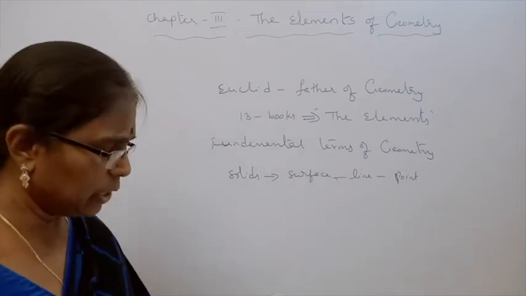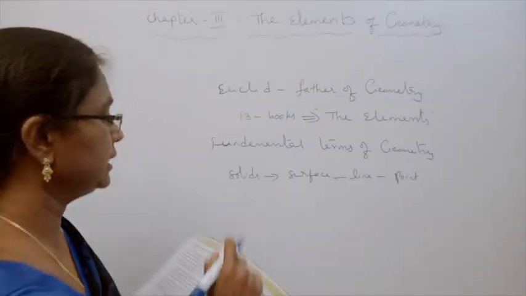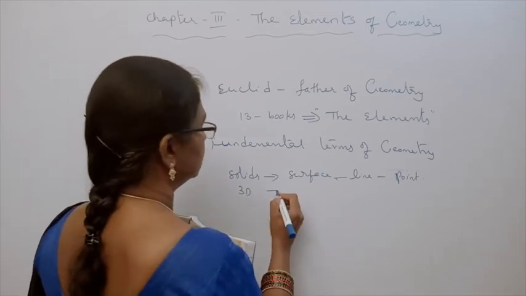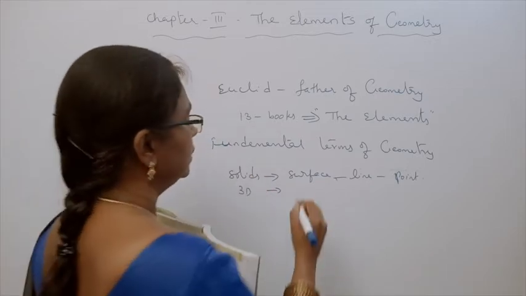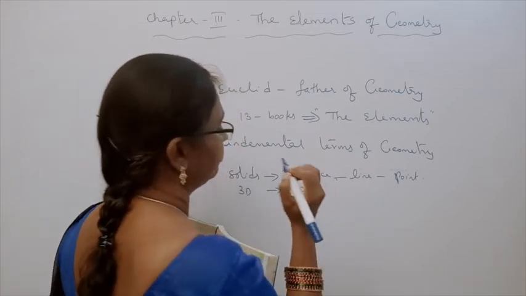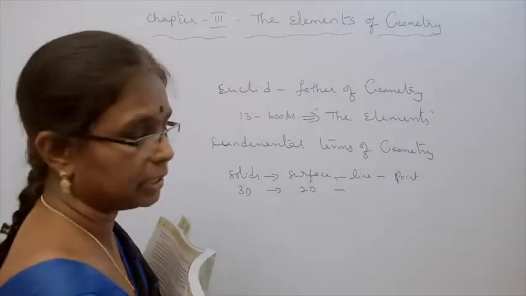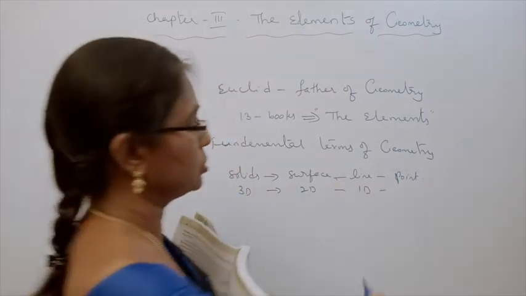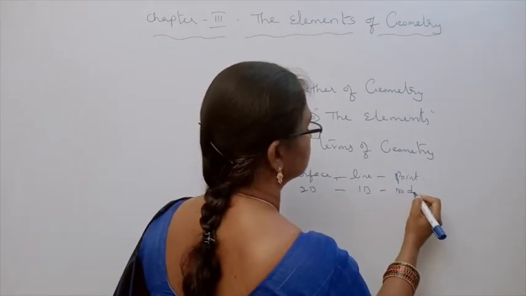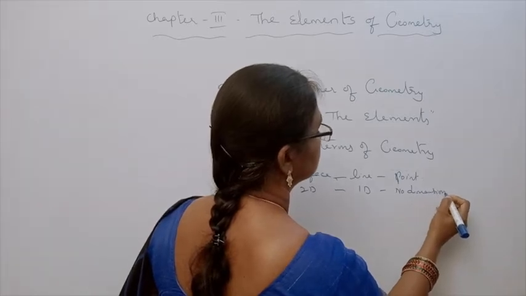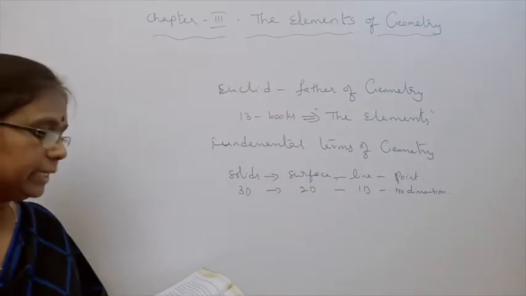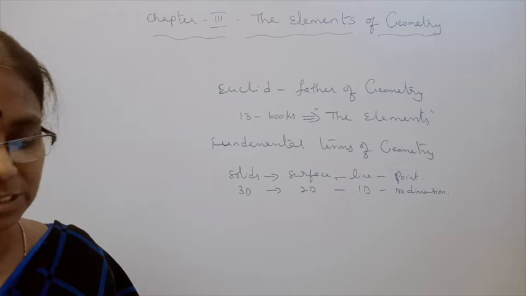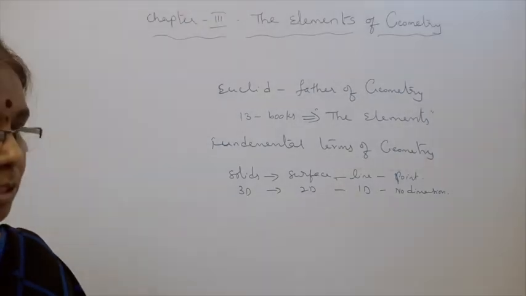Now, solids. Solids means 3 dimensions: length, breadth, height. If you remove one dimension, you get a surface, that means 2D. Then if you remove another dimension, it becomes a line, meaning 1 dimension. If you remove that dimension also, you will get no dimension. Here, solid has 3 dimensions, surface has 2 dimensions, line has 1 dimension, and point has no dimension. These are the fundamental terms of geometry.